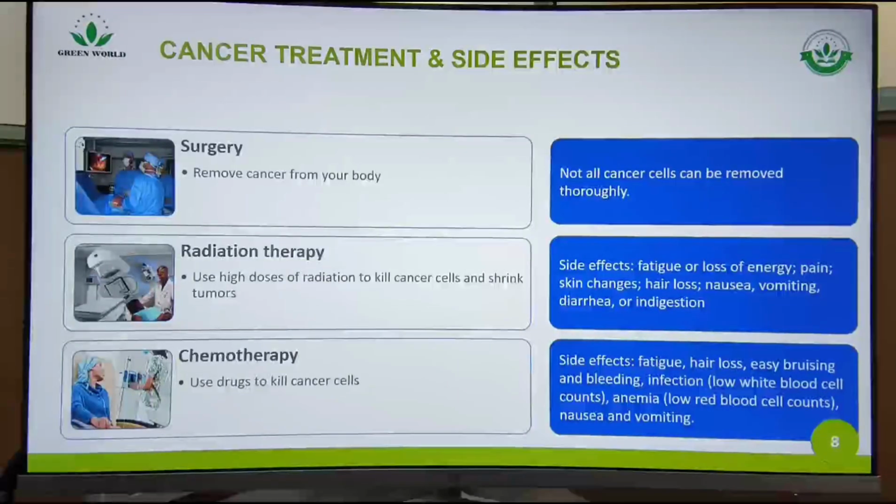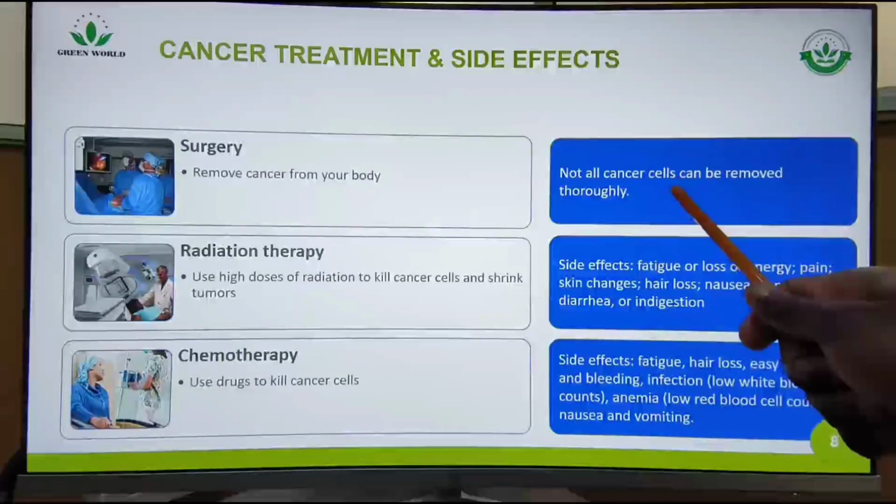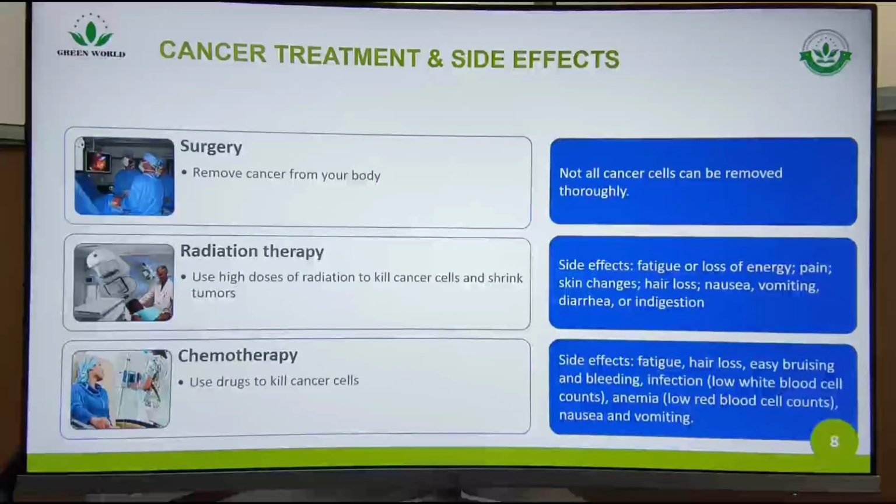Now, what are the side effects of someone who is having a surgery as a way of treating the cancer? Not all cancer can be removed thoroughly. So it will just remove some of it, then others will not be removed. And I will say this is a good way of treating it, but not a permanent way, because it is always important to determine the root cause of the problem.